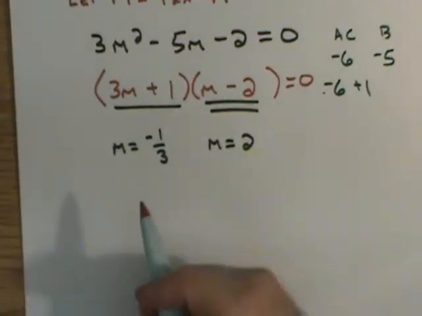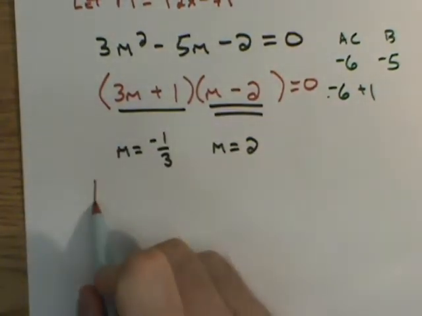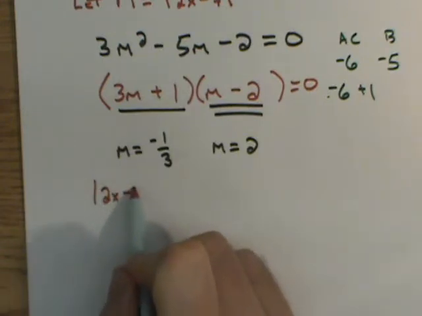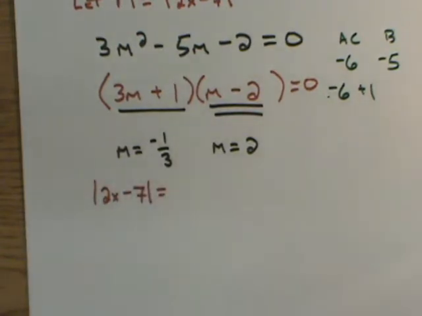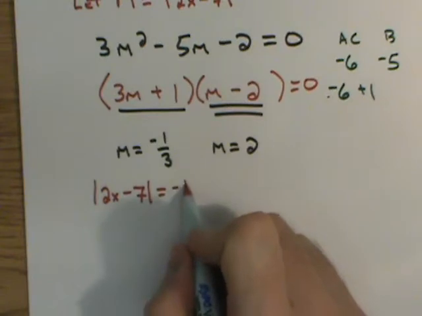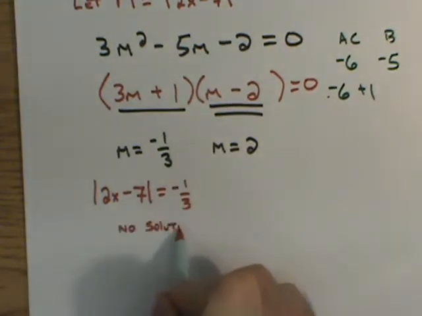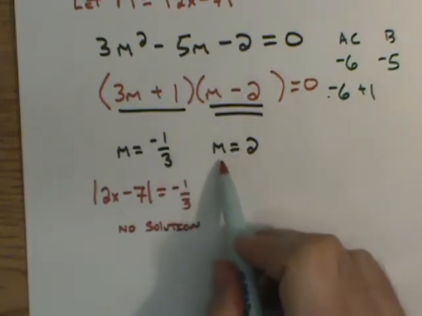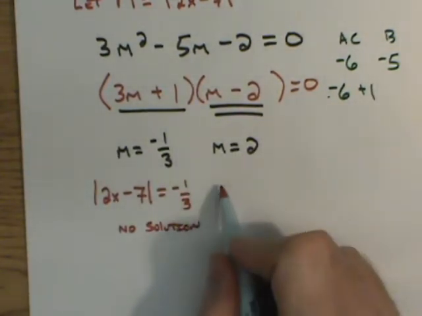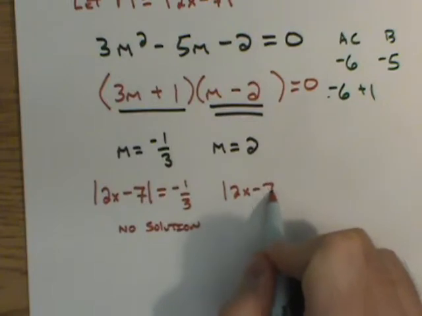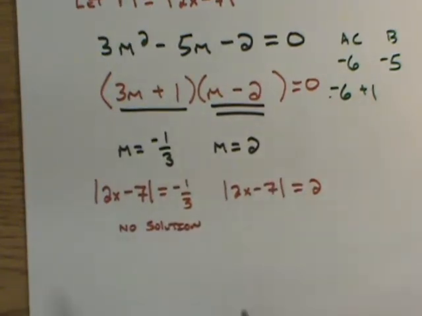As I move on, if you're not following, this is what I'm saying. The absolute value of anything is supposed to be greater than or equal to 0. It can't be negative 1/3. So there's no solution here. From the second answer, I can say the absolute value of 2x minus 7 equals 2. That is possible. And so I have to solve that out.